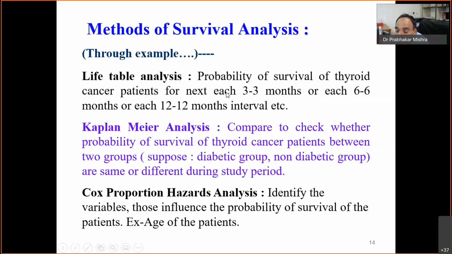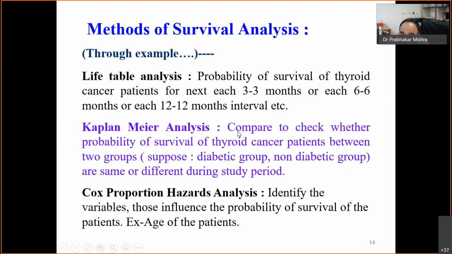Here we covered this type of objective. Now see, Kaplan-Meier analysis. There is one disadvantage of life table analysis. Here we cannot compute the p-value. So in life table analysis, we cannot calculate the p-value. It means it is not possible to test the hypothesis and calculate the p-value in the life table analysis. But when we are using the Kaplan-Meier method, these things can be done.